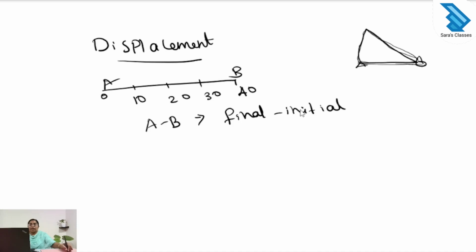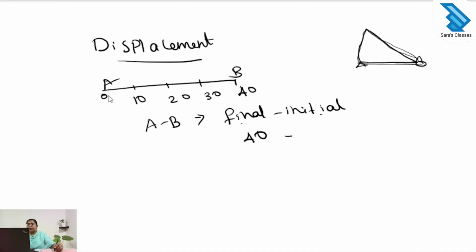The equation to find the displacement is final position minus the initial position. Here we can see that an object is moving from A to B. So B is the final position and A is the initial position. When the object is starting, what is the final distance? It is 40. And what is the initial distance?